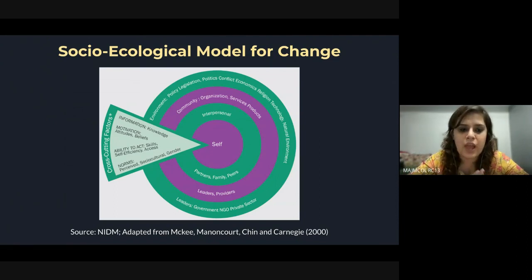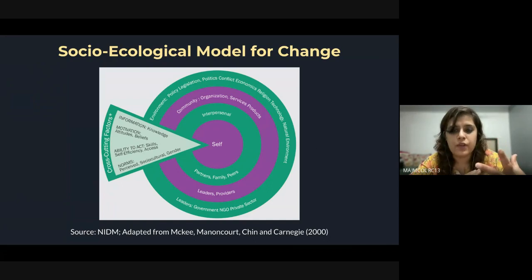Third is the ability to act. Do you have the necessary skills, are you self-efficient enough to bring about a change, do you have access to resources or not. And the fourth element here is the norms. What kind of norms do we have? If we have a gender bias, if we have a difference in terms of social and cultural experiences, if we have perceived differences, whether in relation to age, gender, class, caste, region, religion, all of that needs to be considered to bring about a change in the self first.